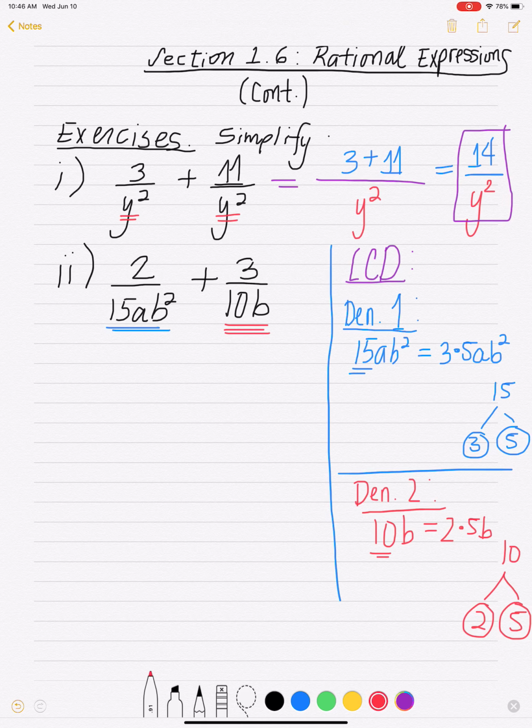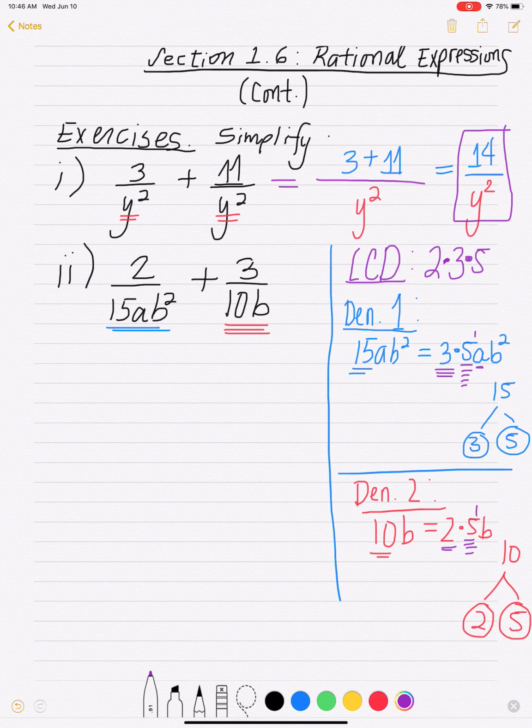Now remember, when you're finding the LCD, we have to take all the primes from the various denominators, multiply them together, and take the largest power that shows up. So we have to include 2, multiplied by 3. We have to include 5. We have a 5 that shows up here and a 5 that shows up here. What's the largest power? This is 5 to the 1 power, and this is 5 to the 1 power. So just one copy of 5. So far we have 2 times 3 times 5.